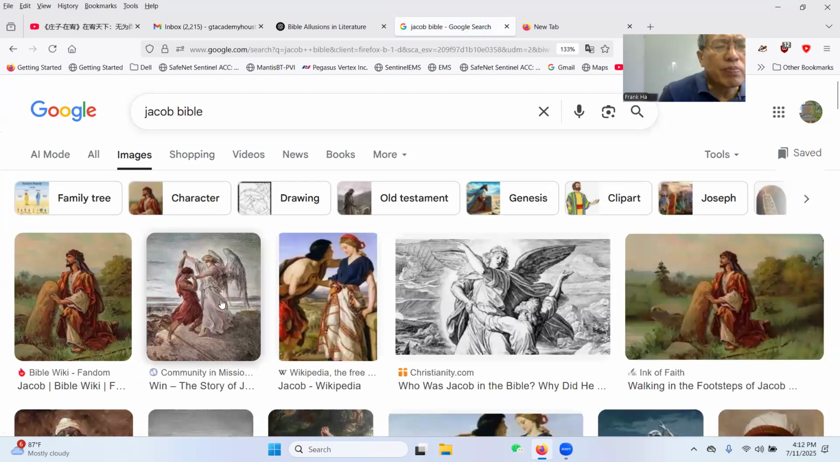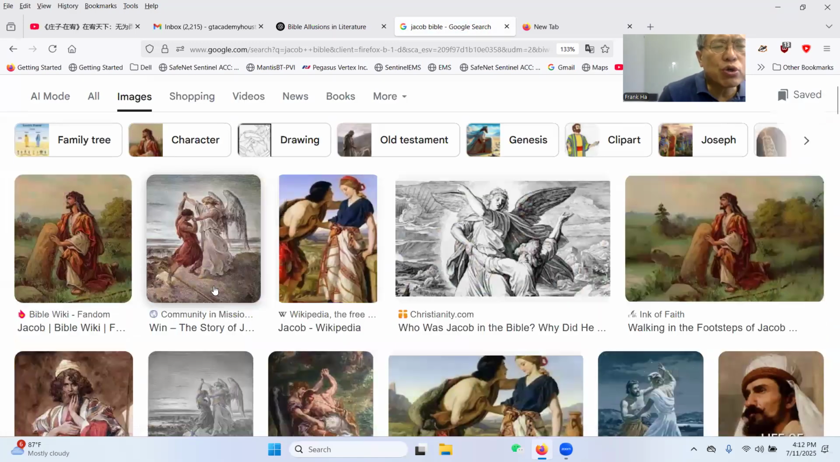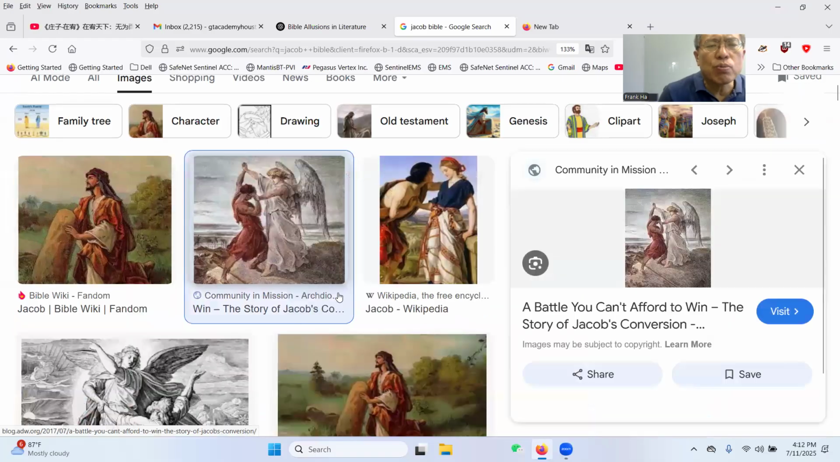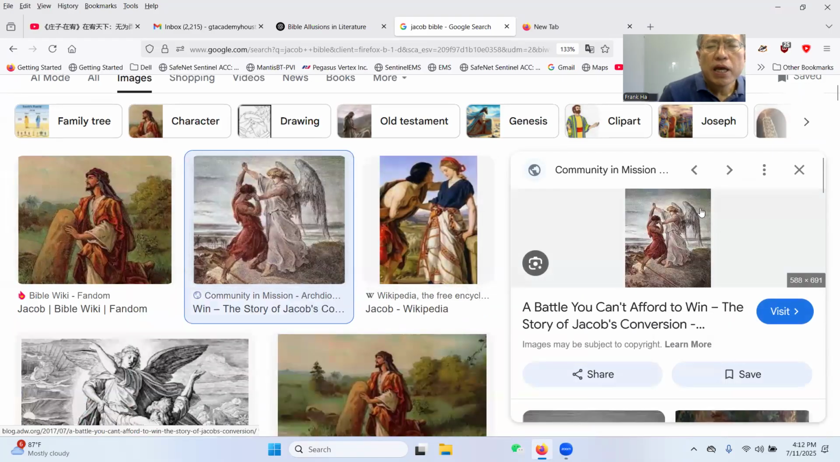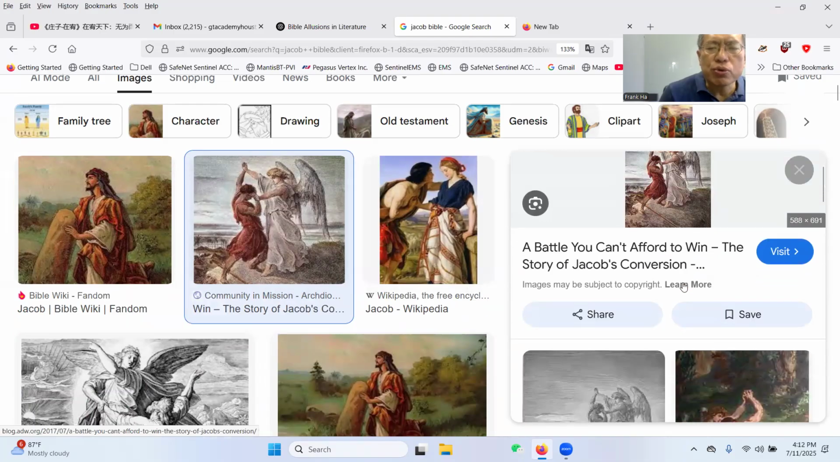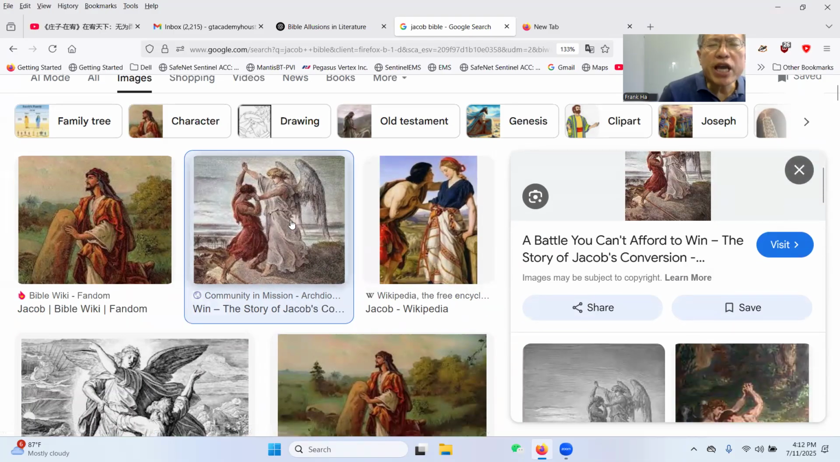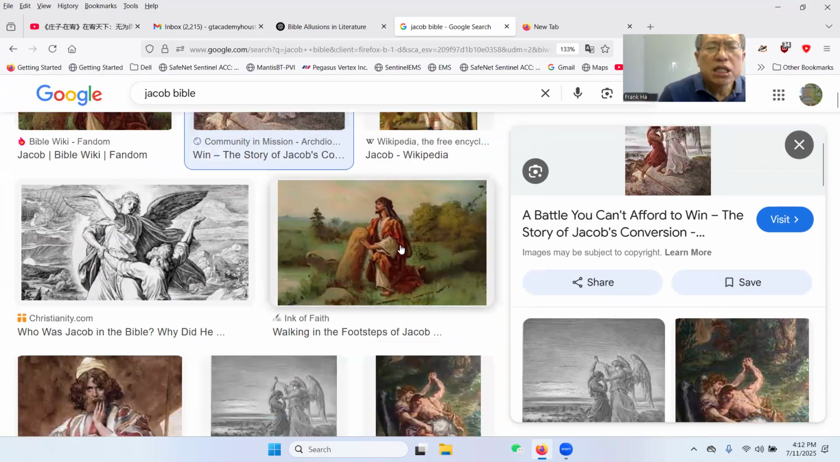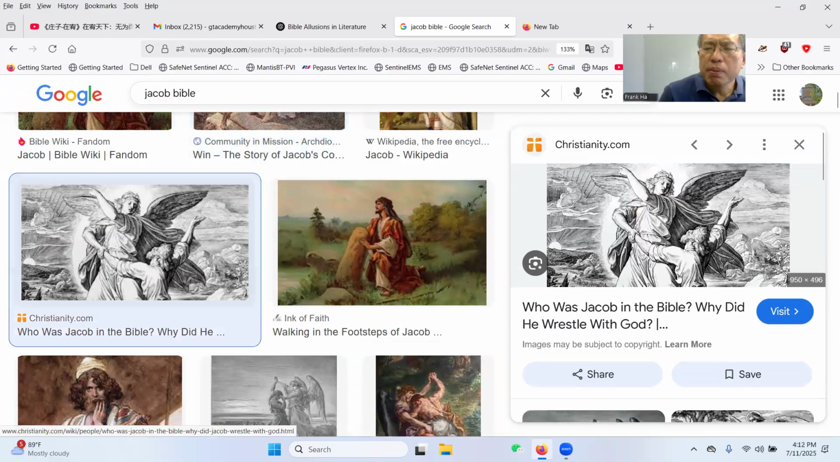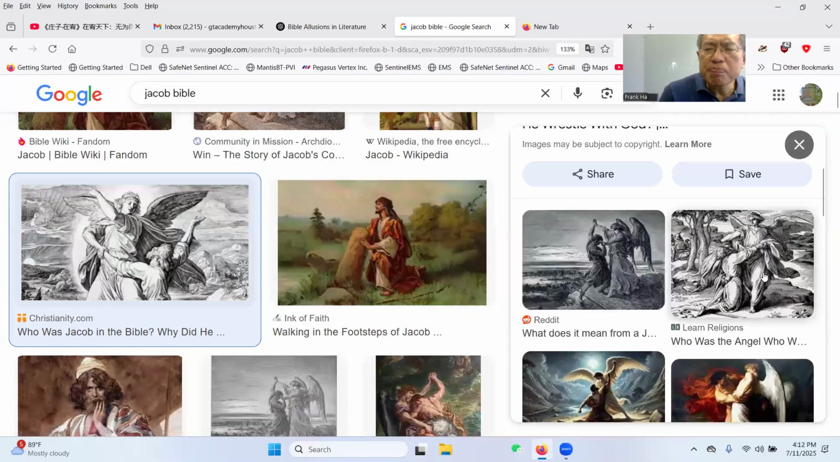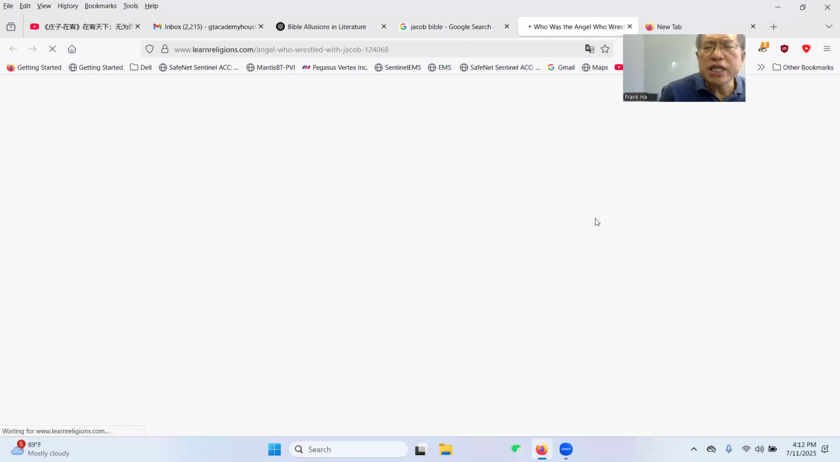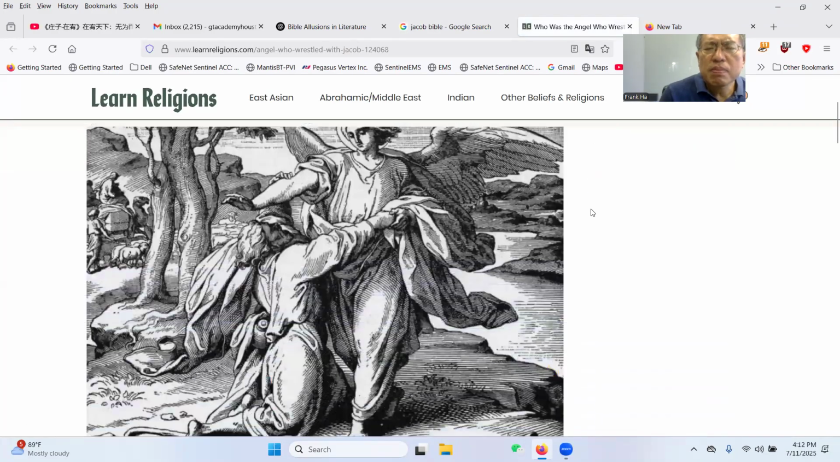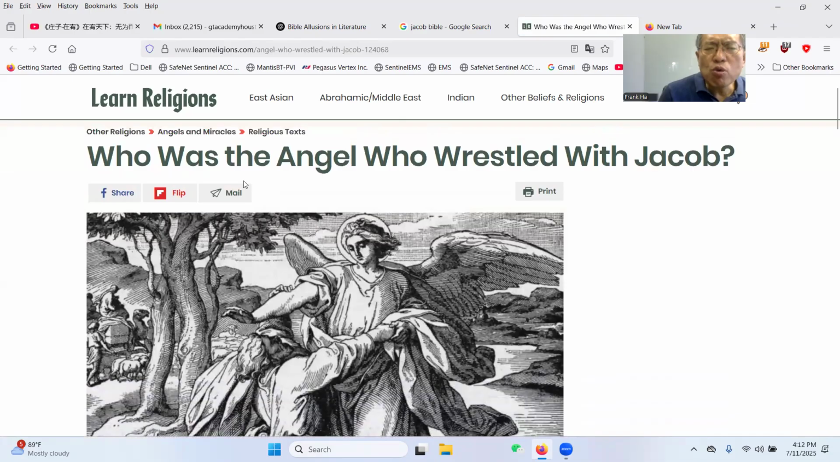And write down, both of you, Jacob's wrestle with the angel. It's a very strange story. If the angel is sent by God and Jacob is fighting with God's messenger, is Jacob a saint or is he a devil? He's evil. Who was the angel who wrestled with Jacob?